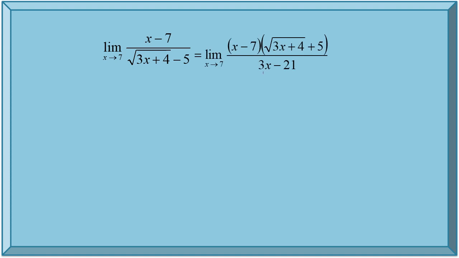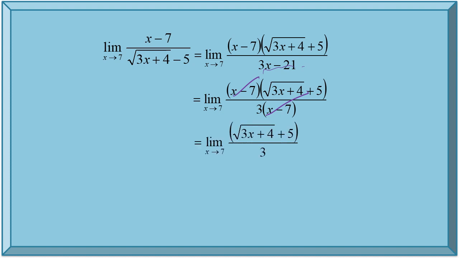And then we can factorize the 3 out of 3x minus 21. We get x minus 7 multiplied by square root of 3x plus 4 plus 5, divided by 3 times (x minus 7). So x minus 7 can be cancelled out. So we have only square root of 3x plus 4 plus 5, divided by 3. So now substitute 7 into the function. We get 7 multiplied by 3 plus 4, 21 plus 4 is 25. Square root of 25 is equal to 5. 5 plus 5 is equal to 10. 10 divided by 3. So the answer is 10 over 3.